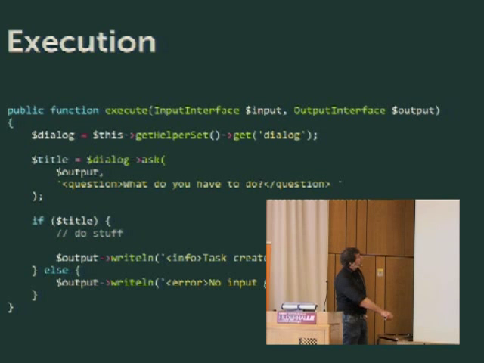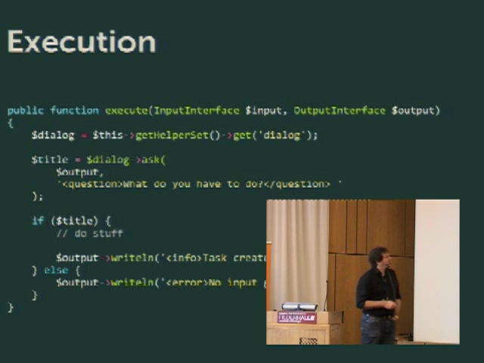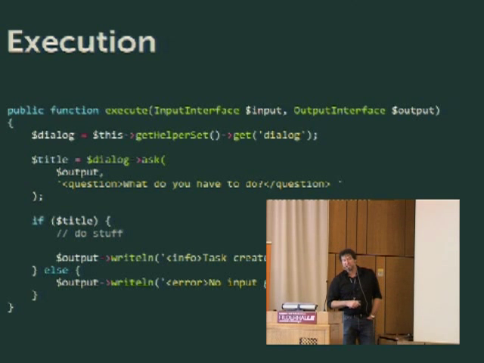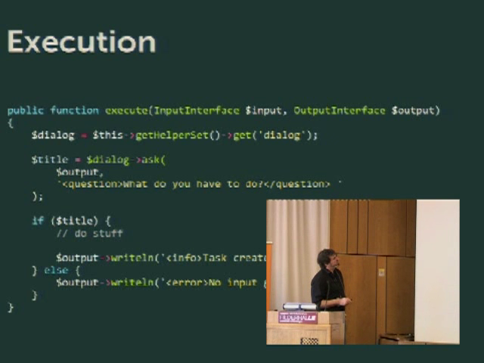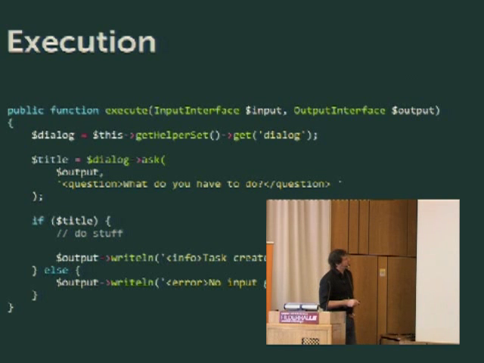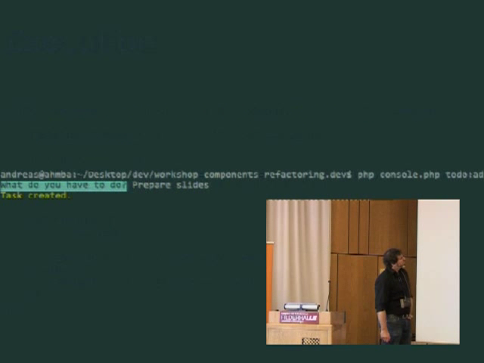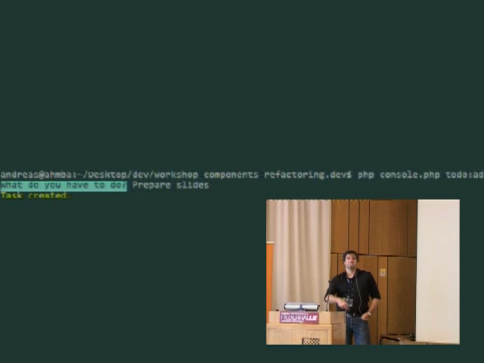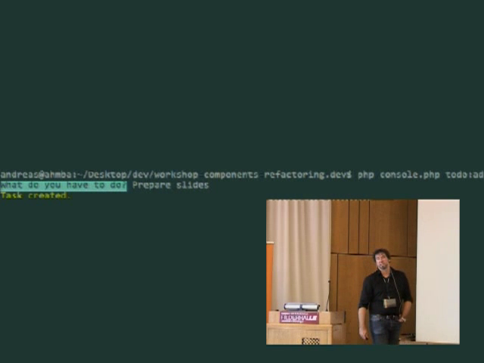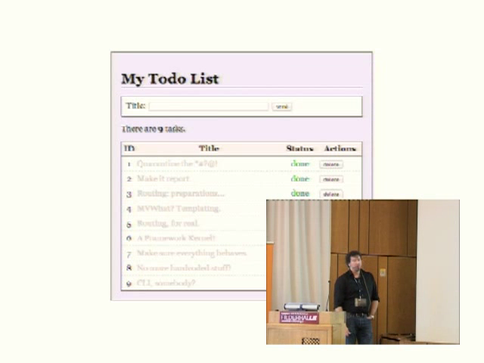And the execution then takes place in a second method called execute. In this case, I'm building a simple interactive dialog. I can use a helper for that. It's available through a helper set. And this dialog will actually allow you to have an interactive dialog that you can enter, that you can set defaults for again, and so on. Okay, so that was it for the refactoring part.